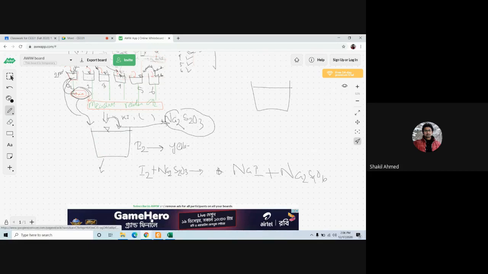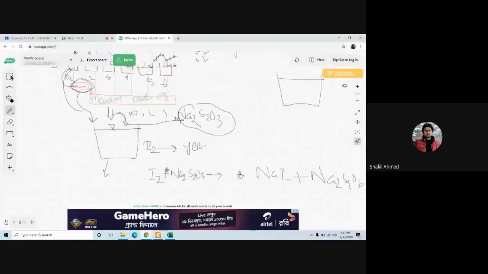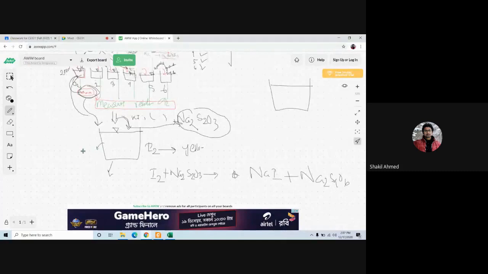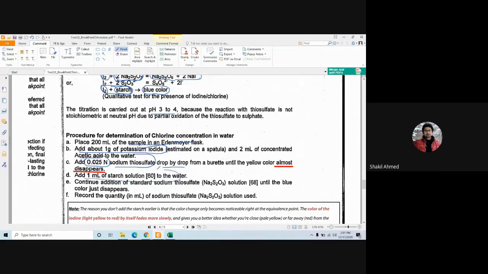At that time, since it's difficult to identify, what we do is we add starch. Remember, you have a very small amount of iodine here. That's why you have light yellow color. Am I right? Yes, sir. So that small amount of iodine, which is still available, reacts with the starch to give you the blue color. Okay. That small amount of iodine combines with starch, add 1 ml of starch solution to give you the blue color. Now it's clear, that is blue color. Okay, fine.